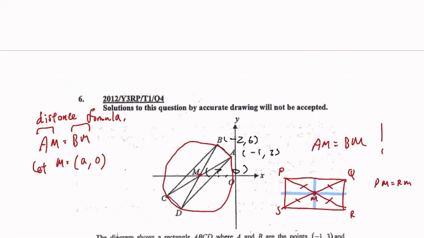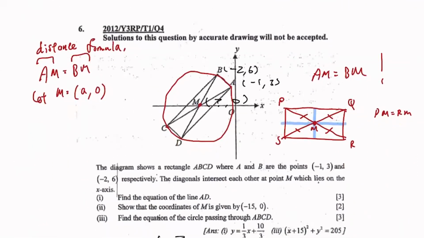Okay. Next one. This one, you need to know the rectangle property: diagonals bisect each other. So what do you know about MB and MA? Isosceles. More importantly, their lengths are equal. So you can use the distance formula for each of them. But in order to solve for m, you need to have (a, 0), just like the previous question. Then you just find the length of AM, find the length of BM, solve for a.